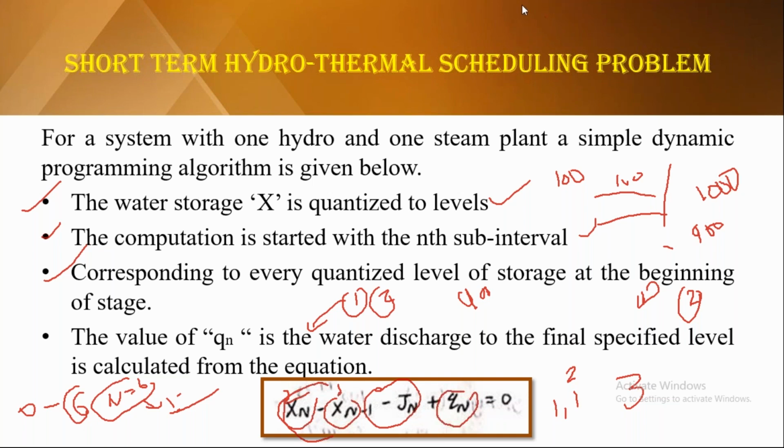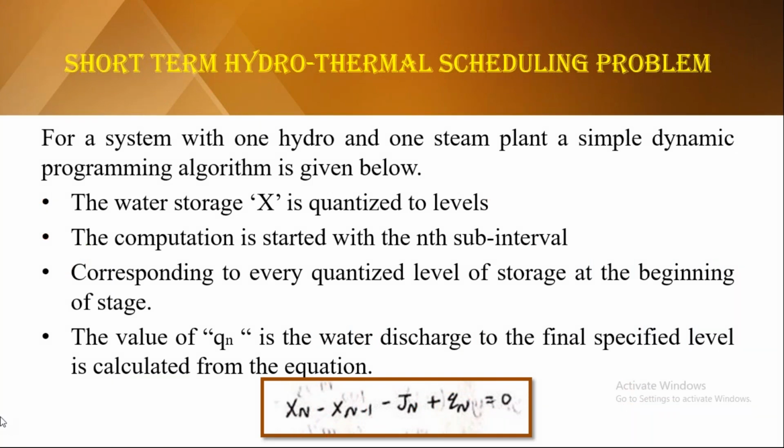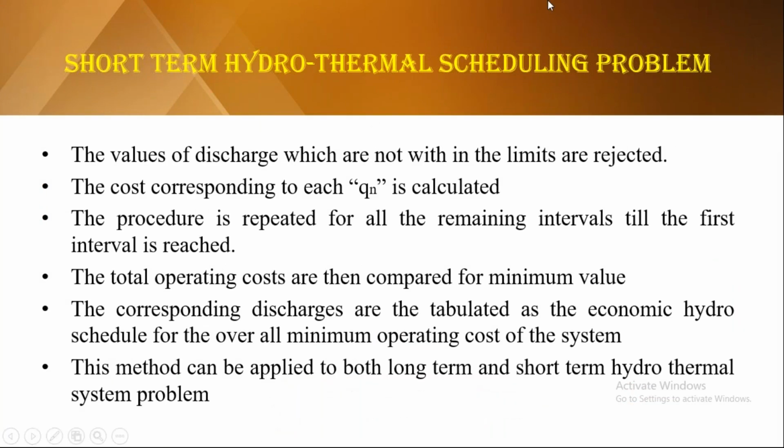Right. So these are the 4 steps involved in the short-term scheduling. There are a few more steps. See, the fifth point: the values of discharge which are not within the limits, we have to reject. So suppose for generating 100 megawatts, we have to schedule how much water discharge will be available. If the discharge is not within the limits, we have to eliminate that and do the scheduling of discharge again.